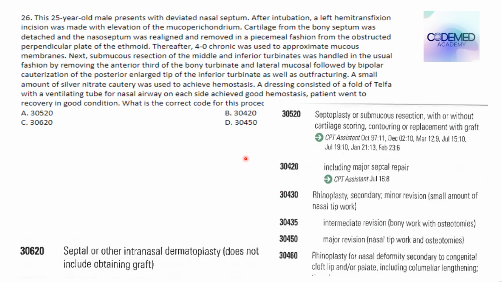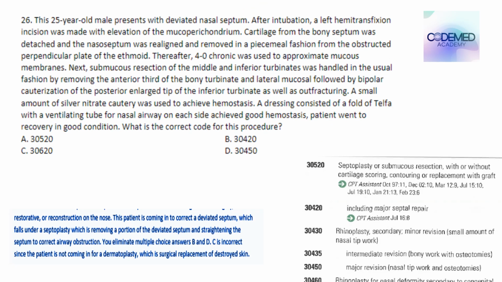30620 goes away. Now we have 420 and 520. So let us see the answer. So the answer is A because it talks about the septoplasty or submucosal resection with or without cartilage scoring, contouring or replacement with a graft.